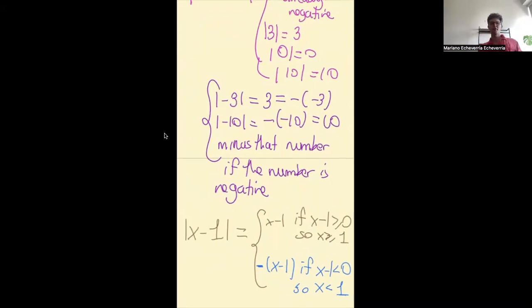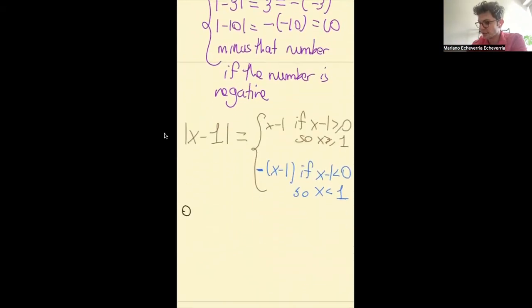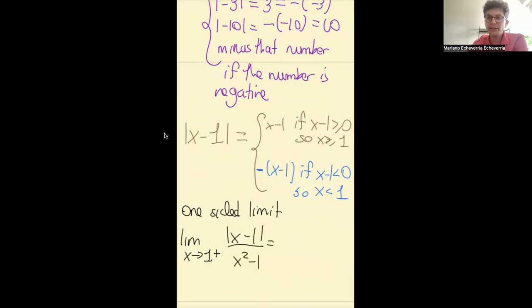Okay, cool. So now we just look at the one-sided limits. Whenever there's a function that changes where you are trying to study the limit, you are supposed to look at the one-sided limits. So what is the one-sided limit when you're choosing positive values to the right of 1? Well, what that means is that you can use the first formula for the absolute value.